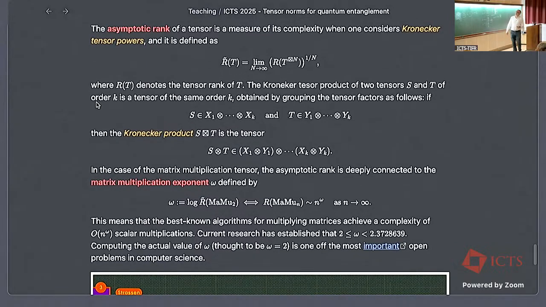And the notion is this asymptotic rank, which also has application in quantum information theory, but I won't go into this. So it's kind of the same idea. So I have my tensor T, and I want to compute the rank when I take n copies of T. Right? So I will take n copies of T, I will compute the rank, and then I will take an nth root to kind of make this an interesting quantity.